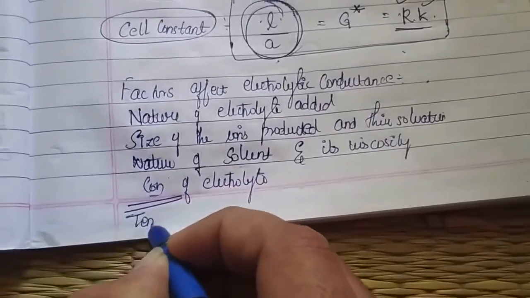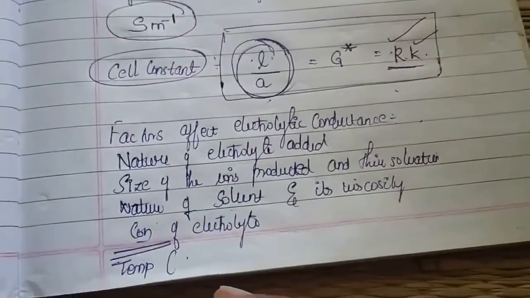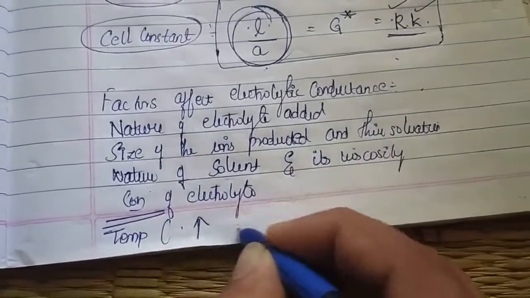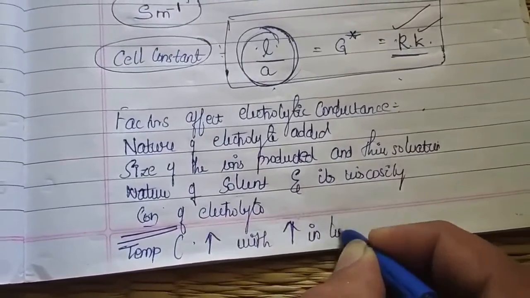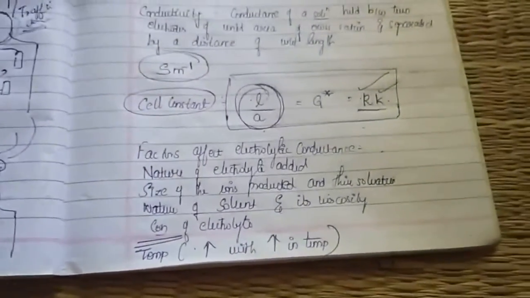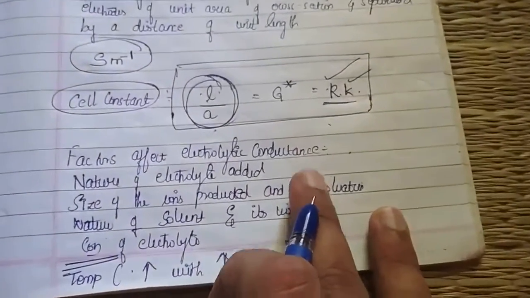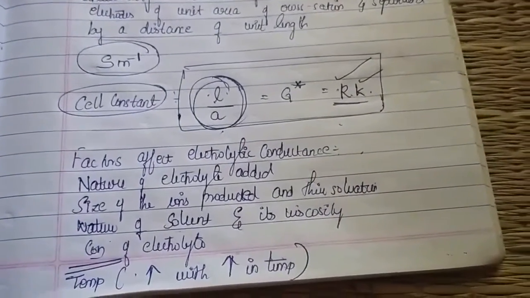And the last part is your temperature. Do remember, your electrolytic conductance increases with increase in temperature. Is that clear? So these are the factors which rule our electrolytic conductance. I hope there is no doubt.